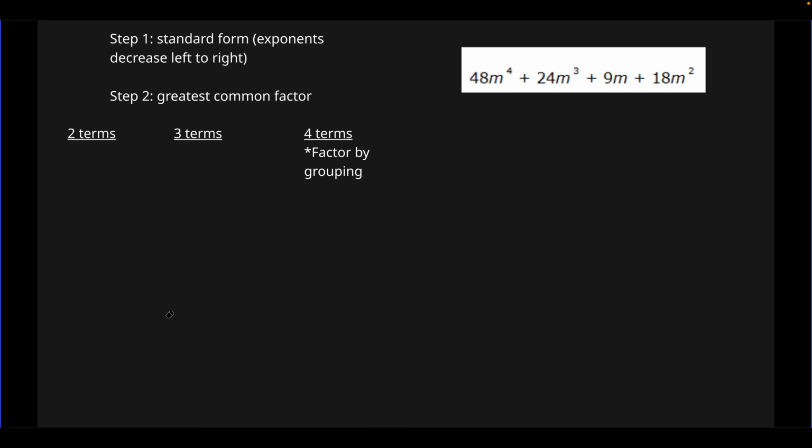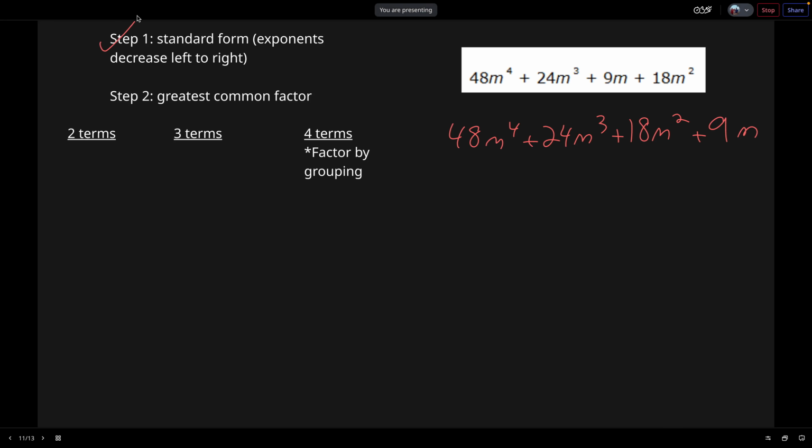All right, for this last type of problem, step 1, is it in standard form? No, this one is not in standard form, right? This one goes 4, 3, 1, 2. So we need to put it in standard form. So we'll just do a little rearranging here. Plus 18m squared plus 9m. Step 1 is done. Step 2, is there a greatest common factor?